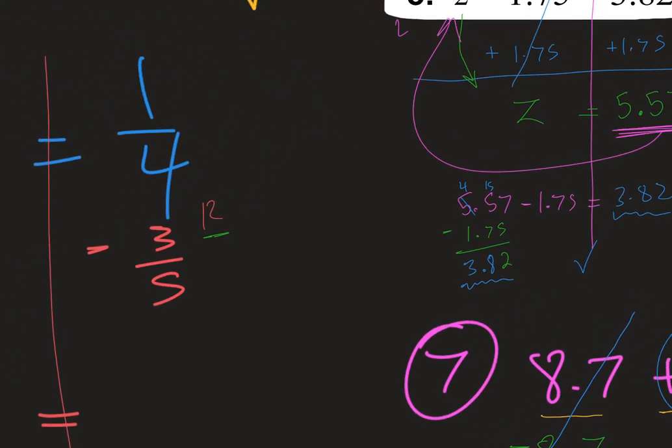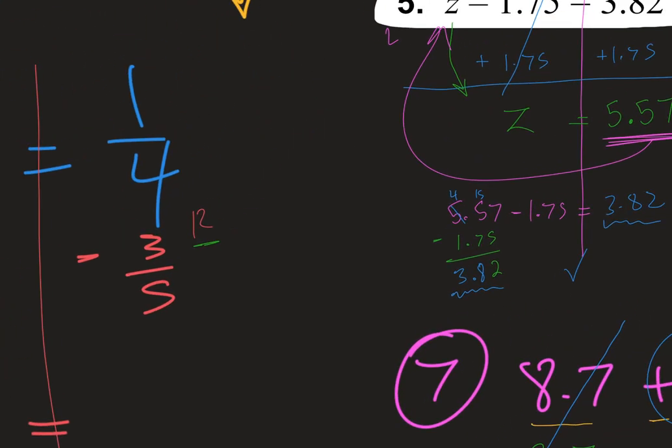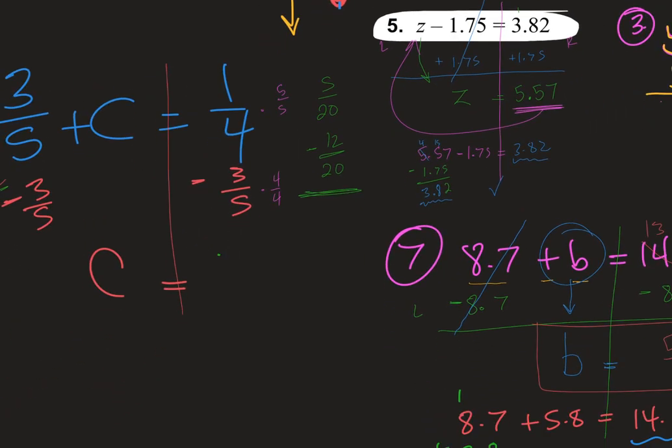Now we need a common denominator here. That's how you subtract fractions, right? And it looks like we're going to multiply this by 5 over 5, and this one by 4 over 4. Where am I getting those from? That 4 is that 4. This 5 is this 5. We have 5/20 minus 12/20. What does that end up being? That ends up being negative 7/20.